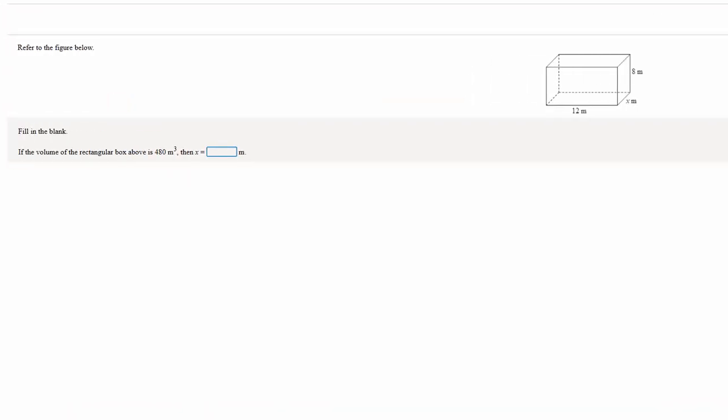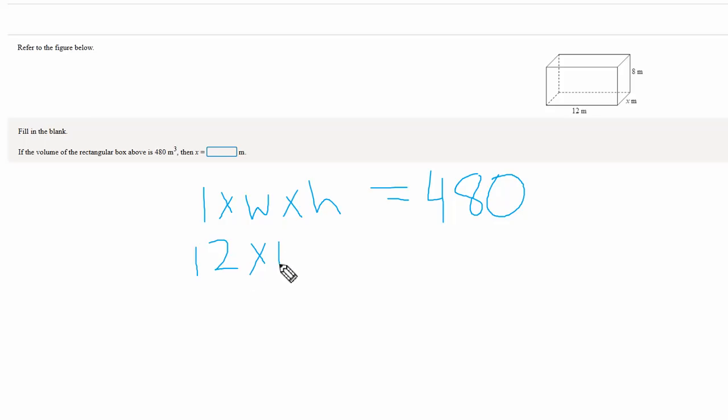Now here, if the volume of a rectangular box is 480. Remember, what is the formula for the volume of a rectangular box? Length times width times height equals 480. You have the length here, which is 12. You have the width, which is unknown, so you put a box here, and you have the height, which is 8. What will you do here? Multiply 12 times 8, you get 96. 96 times a box equals 480.